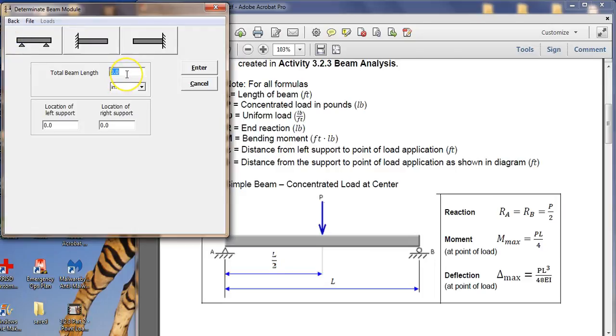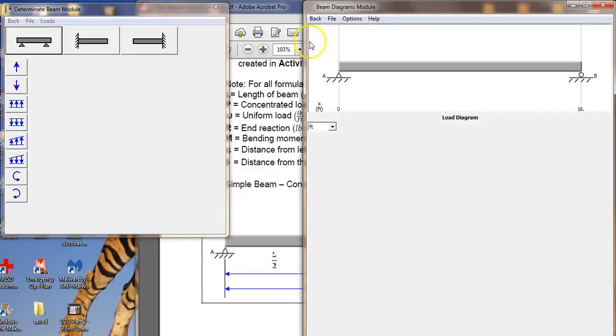And it asks you to put in the information, total beam, 16 foot. And I need to change it from inches to feet. And my support is right at 0 on this end, and it's at 16 on this end. So enter. And it draws my beautiful beam here, just like I had it. Now over here you'll see that it gives me different options for loading. Well, I want a concentrated load going down. I'd use this one for a uniform load going down. And you'll see it even has other options we can put.